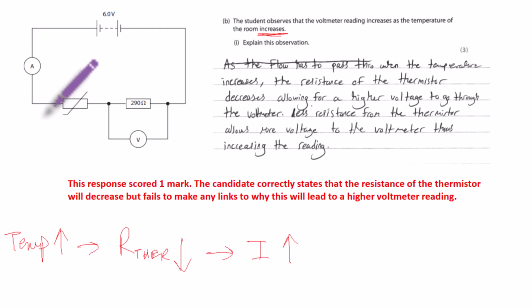And since it's a series circuit, the same current flows through the thermistor as well as the resistor. So if a larger current flows through this resistor, according to V equals IR, the resistance is fixed. That's fine. The fixed resistor has a fixed resistance, but if it has a higher current flowing through it, the voltage across it should also increase, in turn increasing the voltmeter reading.